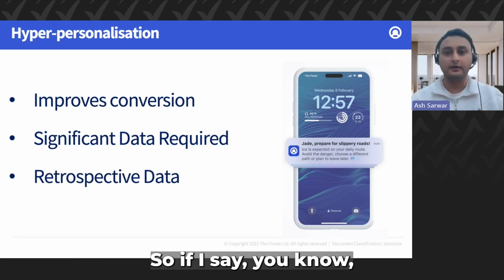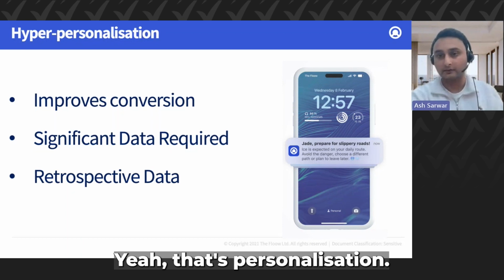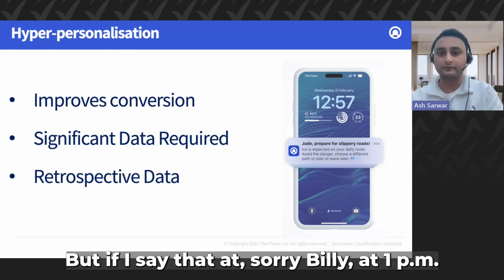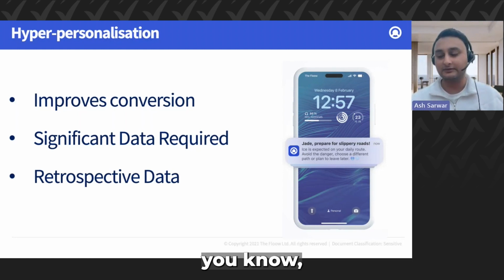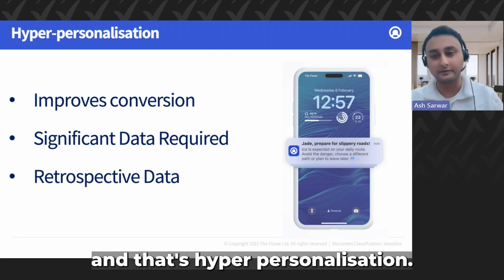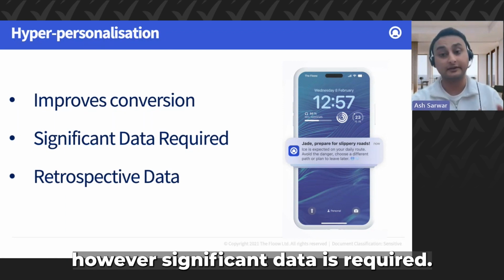So if I say, hey Billy, your newsletter has landed, that's personalization. But if I say, sorry Billy, but at 1 p.m. during work hours, where Billy's most active on his phone, then that means he's more likely to convert, and that's hyper-personalization. So it improves conversion. However, significant data is required.